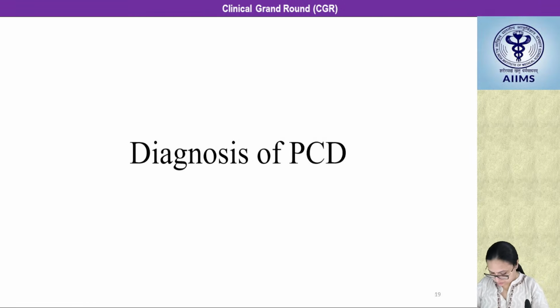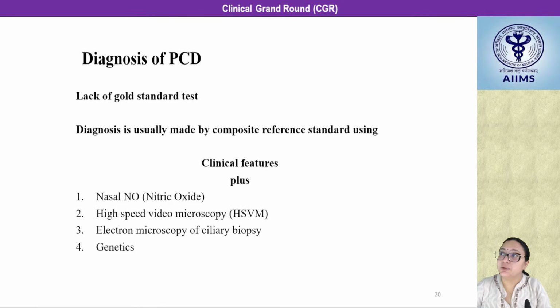Thank you. So, as we know, there is no gold standard test that can diagnose PCD, and the diagnosis is usually made by a composite reference standard using some clinical features and nasal nitric oxide, high-speed video microscopy, electron microscopy of the ciliary epithelium, and genetics.